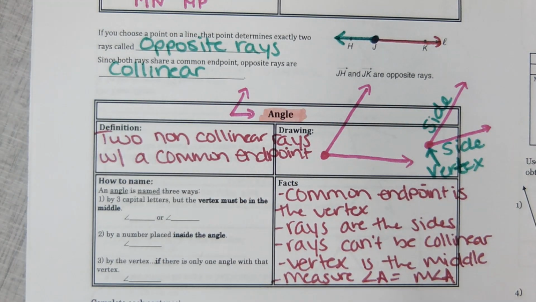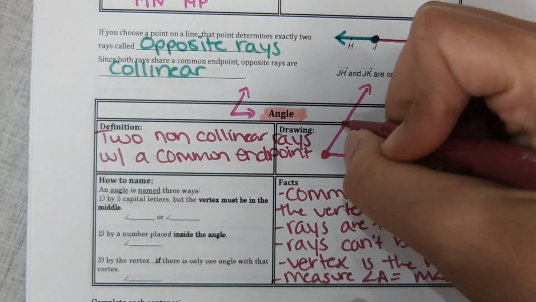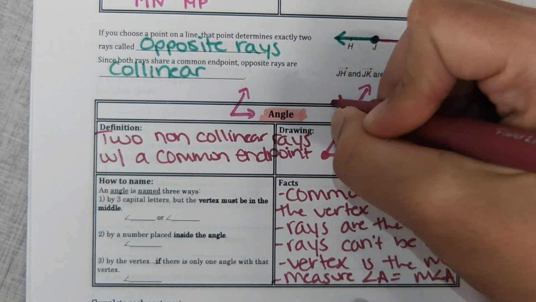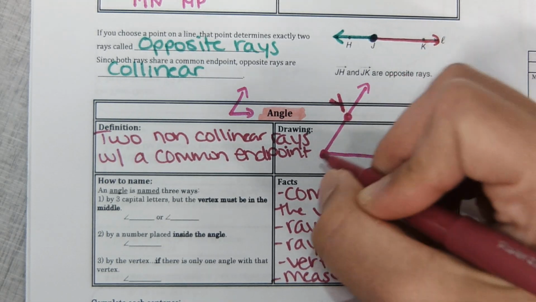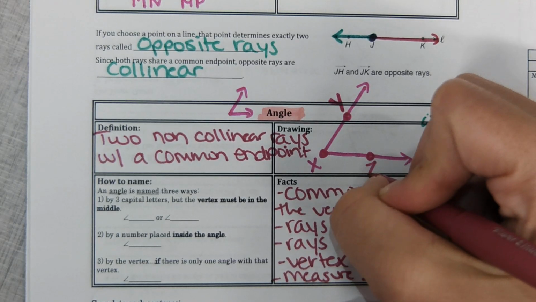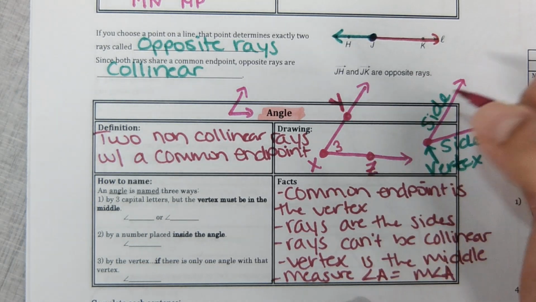So for this angle, we're going to mark it with some points and letters, and then look at how to name an angle. So on this ray, I'm going to have point Y. The vertex is point X. And then on this ray, I'll have point Z. And then there'll be this little number right here, a 3.